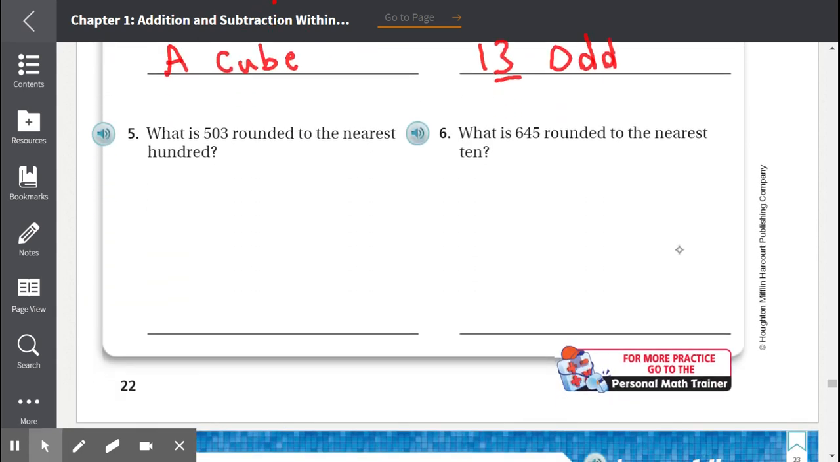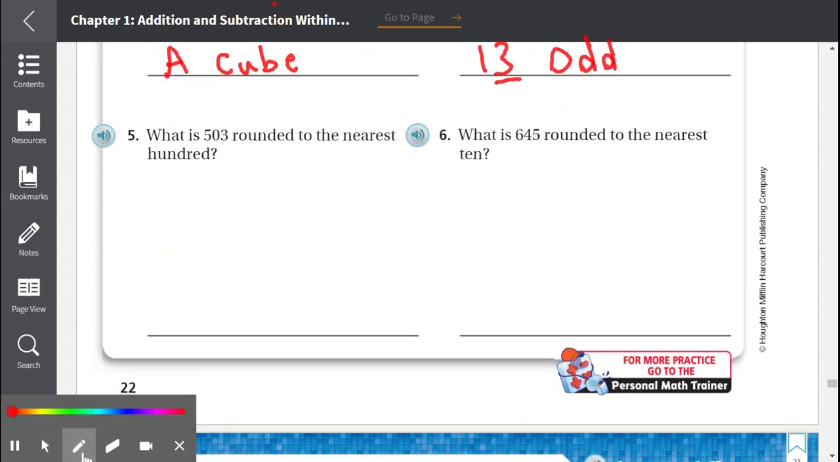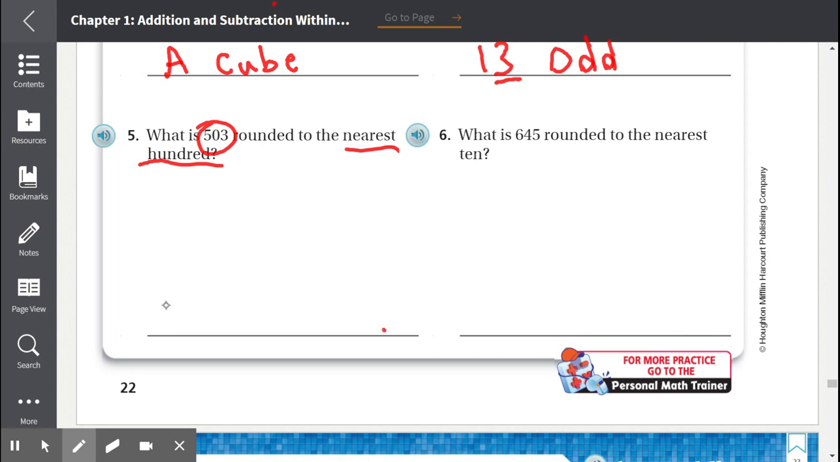Number 5, what is 503 rounded to the nearest hundred? So 503, we have to round it to the nearest hundred. So 503 is between 500 and 600. 503 falls in between, but it's closer to 500. So 503 rounds to 500.